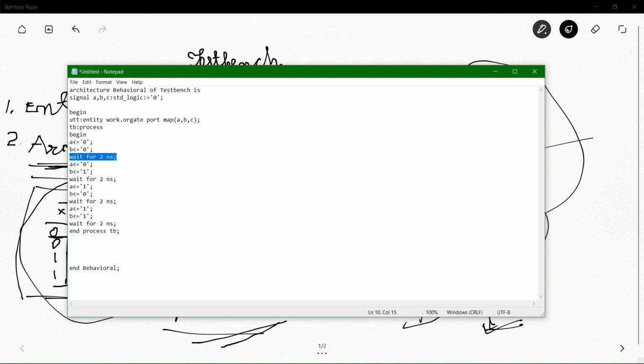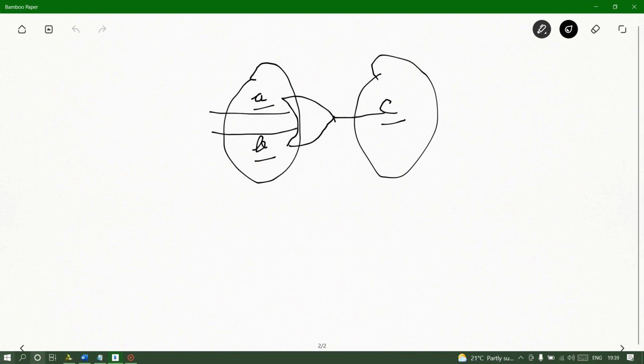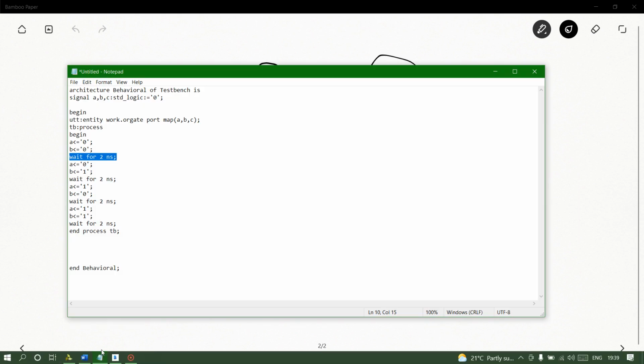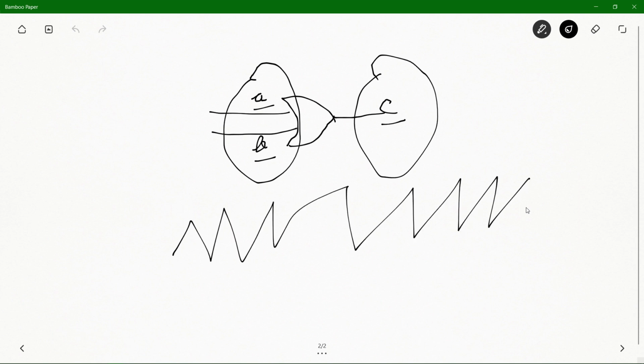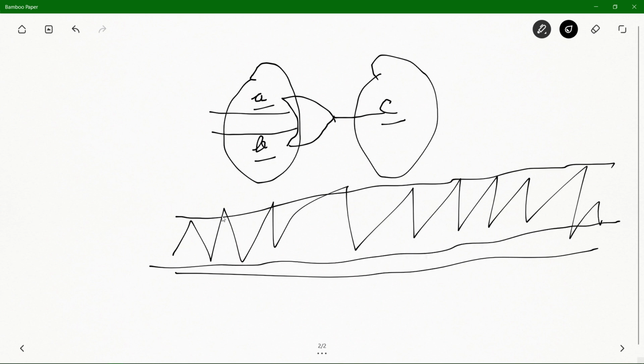Why have I written this line, guys? I am telling you. If I had simply skipped the step of wait for 2 nanoseconds, I might get the waveform like this. Okay. You guys just tell me in the comment section: are we able to understand any sort of outcome after observing this sort of wave?